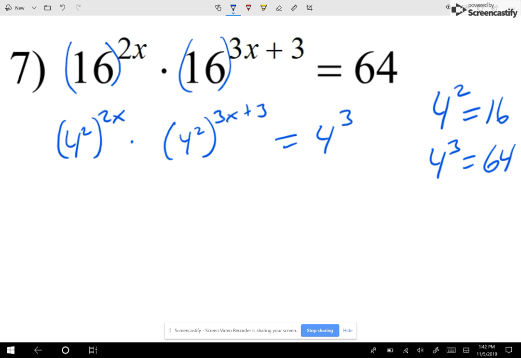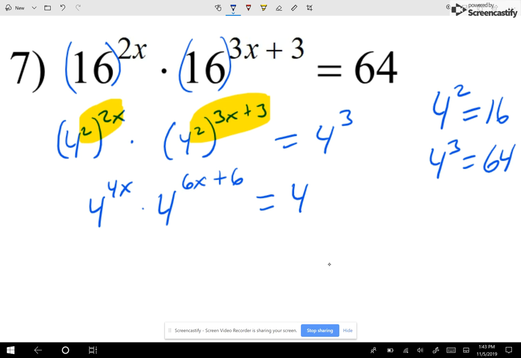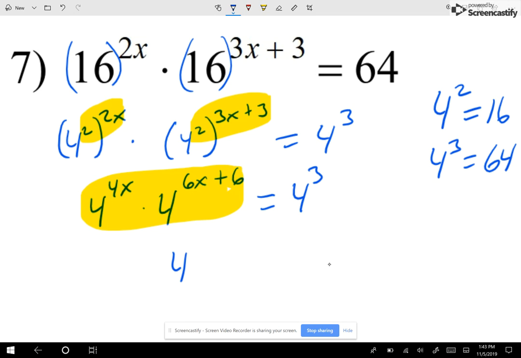Where I see parentheses, I'm going to get rid of it by multiplying my exponents. So I'm looking at this and this. So I have 4 to the 4x times 4 to the 6x plus 6. Notice I distributed my 2, equals 4 to the third. Now let me combine these two. It's multiplication, so I must add my exponents. I have 4 to the 10x plus 6 is equal to 4 to the third.